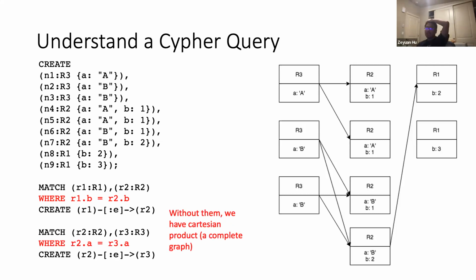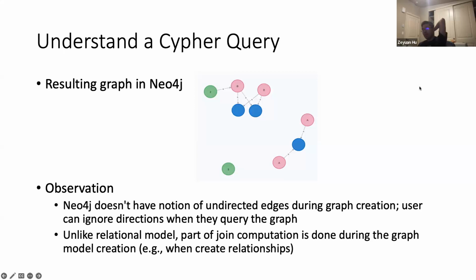Without this where, we basically have a Cartesian product, meaning that we have a complete graph, meaning that for any pair of nodes there's an edge. In this case, it's not necessary. For instance, R2 doesn't have an edge going to R1. The resulting graph can be visualized as follows in Neo4j.